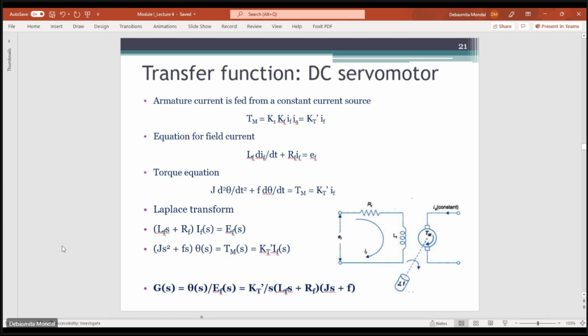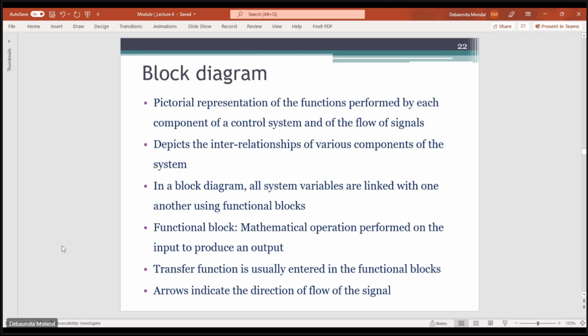And you see that here, if you look at this, it is basically a third order equation, because the highest power of S in the denominator is 3. So you have S here, S here, S here. So this is a third order equation. This is how to derive the transfer function of different kinds of systems.